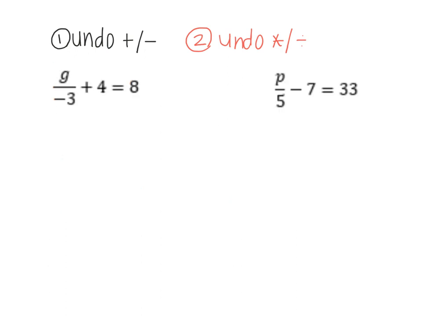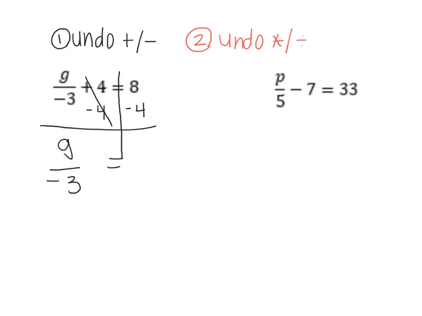These two equations look a little different, but they will still be solved in the same two steps. The first step, I will look for any addition or subtraction to undo. And the first one I see is plus 4, so I will subtract 4 from both sides. The plus 4 minus 4 will cancel out, so all that's left is g over negative 3 is equal to 8 minus 4, which is 4.